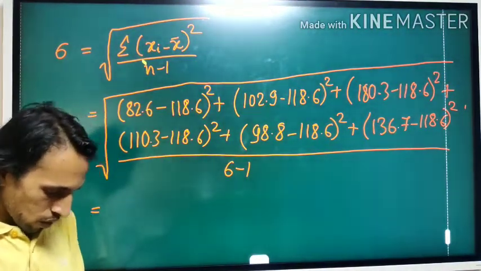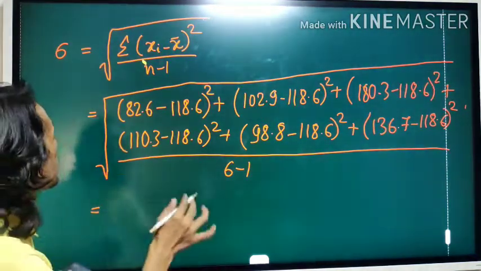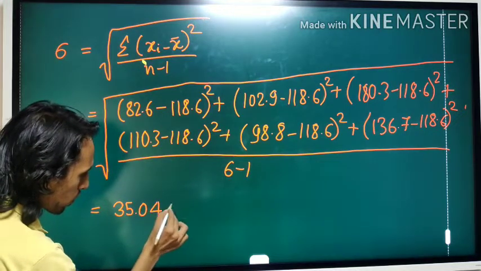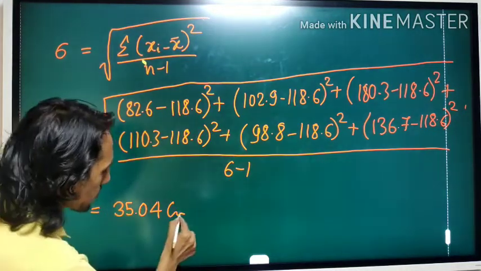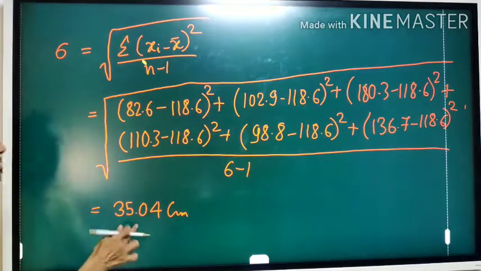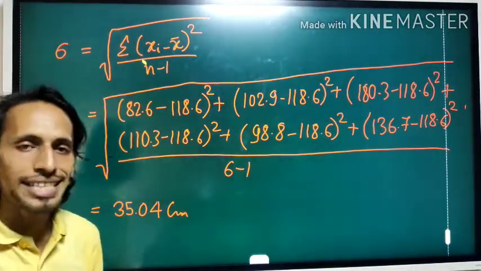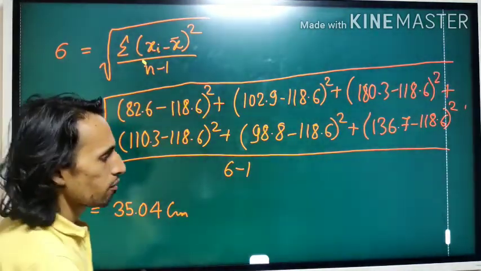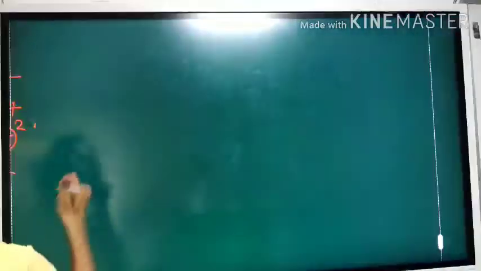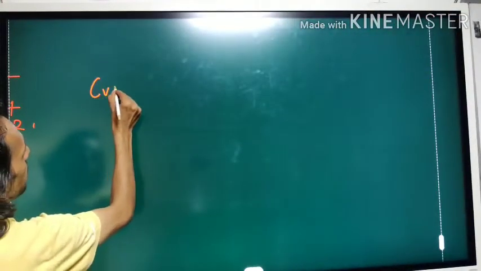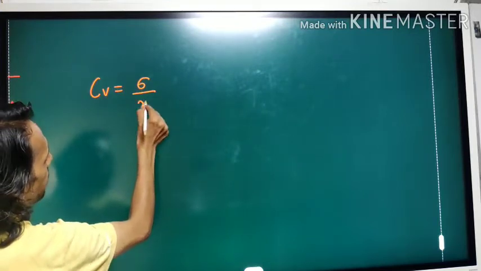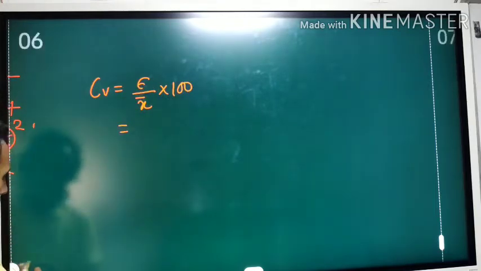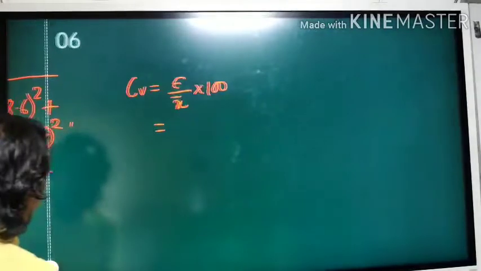So on solving this, you will get 35.04 centimeter. Okay, so this is the value of standard deviation or sigma. Okay. Now what do we need? We need CV. So what is CV? CV is sigma by x bar into 100. What is the value of sigma? We just calculated it, 35.04.